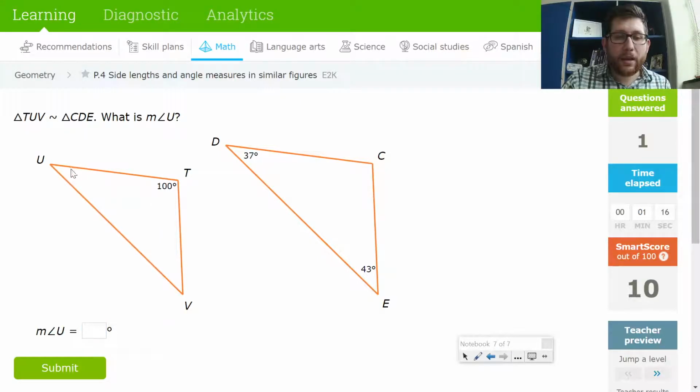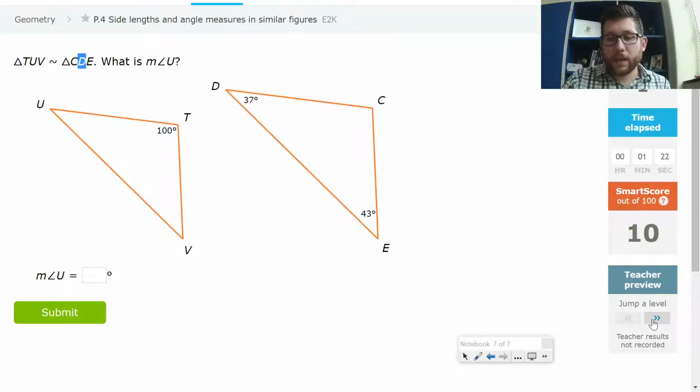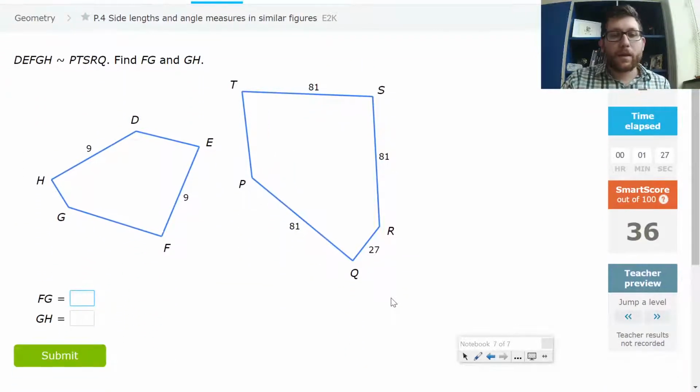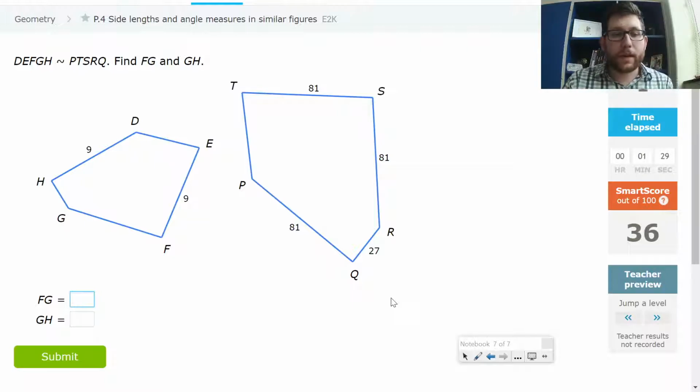All right. This is another one, same thing. Okay, you're going to match up angle U. So in this case, notice U matches up with D, so it would be 37 degrees. All right, so the angles are pretty straightforward. You just match them up, right? This is where things get a little more complicated.